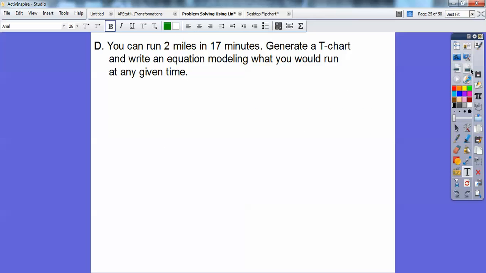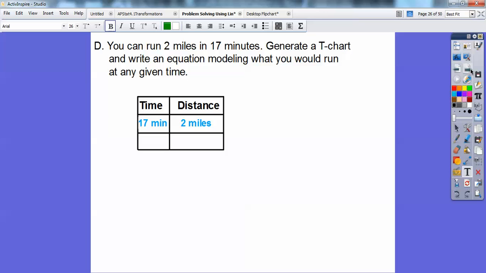All right, okay, so here's another one, you guys. You can run 2 miles in 17 minutes. Generate a t-chart and write an equation that models what you would run at any given time. Okay, well, I'm just going to do 2 spots, you guys. They gave me one of them. So the time and the distance, okay? The time is 17 and the distance is 2 miles.